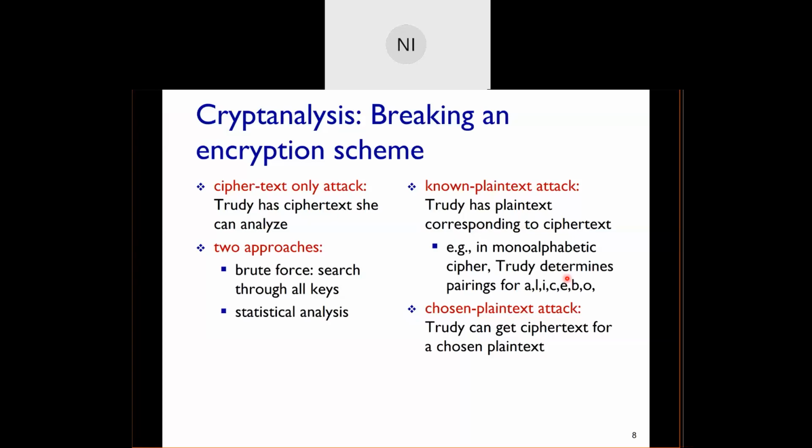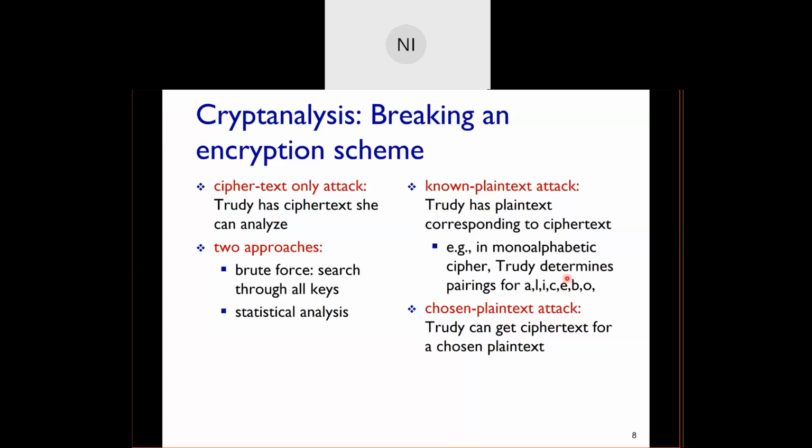See, in the case of known plaintext attack, what I meant is Trudy somehow managed to get to know the plaintext corresponding to some ciphertext. Let's look at this example alone. For these six letters, she has come to know the mapping pattern. So that is the known plaintext attack.